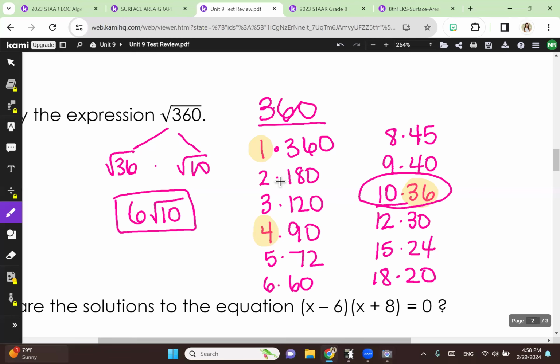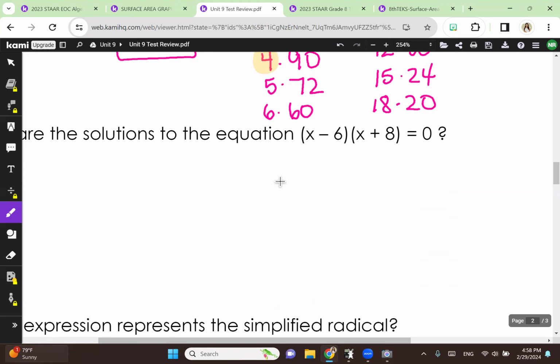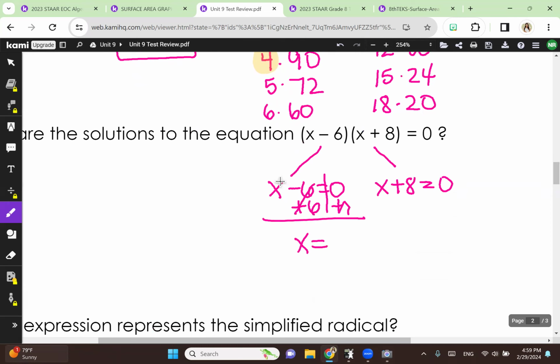Moving on. Number 6, what are the solutions to the equation x minus 6 times x plus 8? Notice it's already halfway done. You already have your binomials, so you don't have to do kidnap or diamond. You just set it equal to 0 and solve. So I solve it by adding 6. x equals 6. And subtracting 8. So x equals -8. Find your answer choice that has a 6 and a -8.